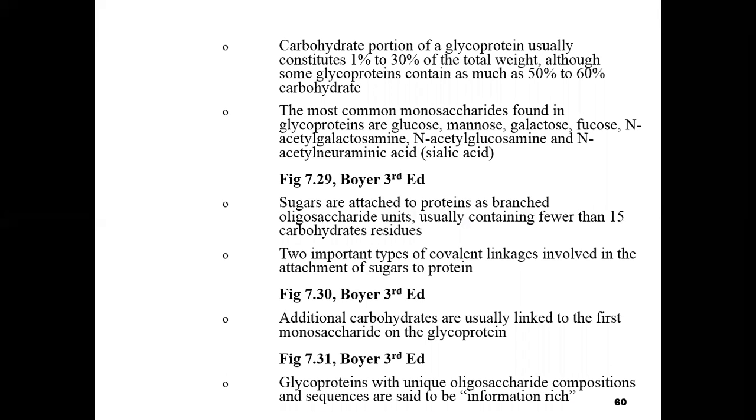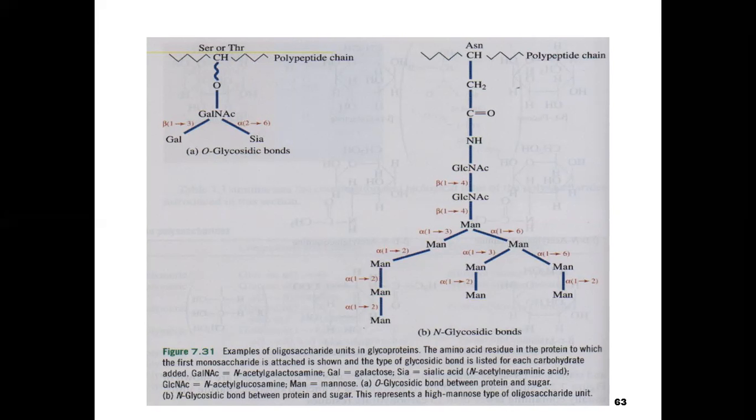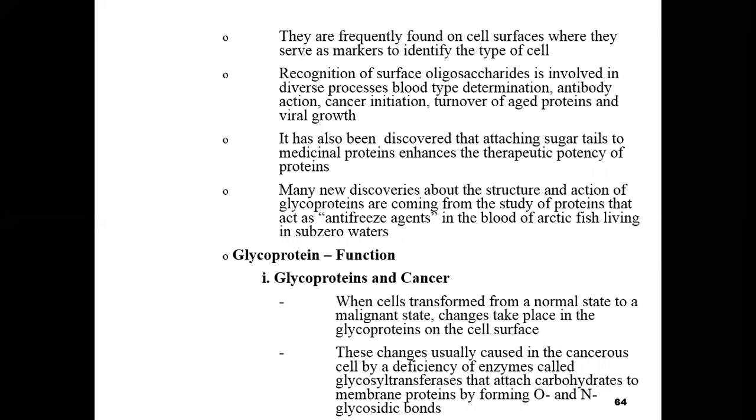Glycoproteins with unique oligosaccharide compositions and sequences are said to be information rich. They are frequently found on the cell surface, where they serve as markers to identify the type of the cell. Recognition of the surface oligosaccharide is involved in diverse processes: blood type determination, antibody action, cancer initiation, turnover of aged proteins, and viral growth.